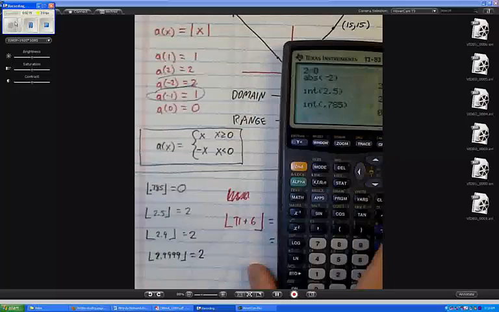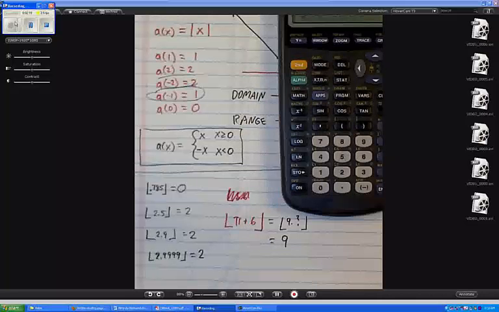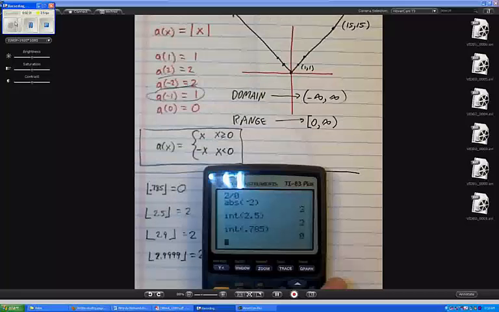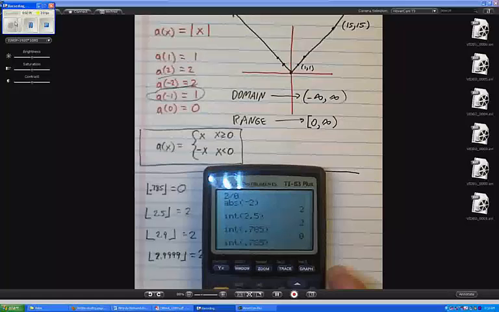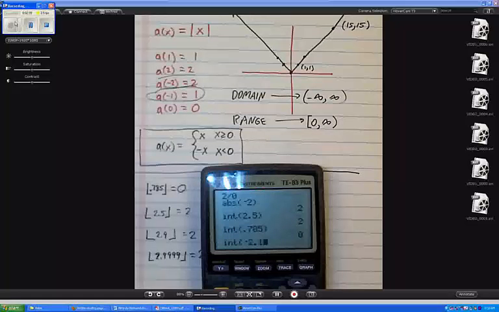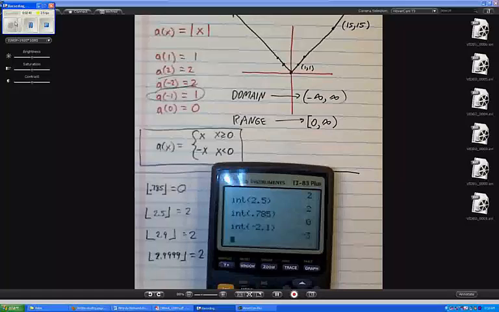Let's do a negative number. That's tricky. The greatest integer of -2.001 might surprise you. That's -3. Let's just see if the calculator gets that right. I'm not sure. The greatest integer of -2. Do you understand why this would be -3?